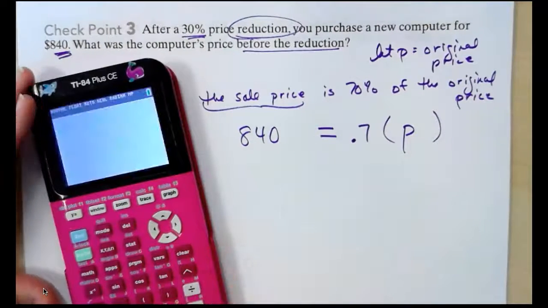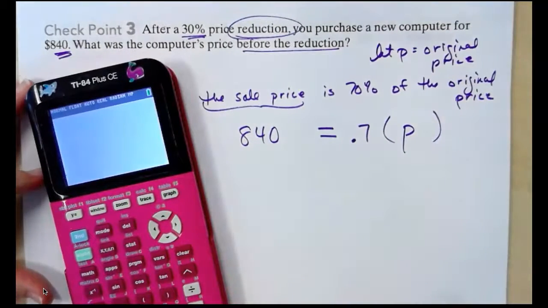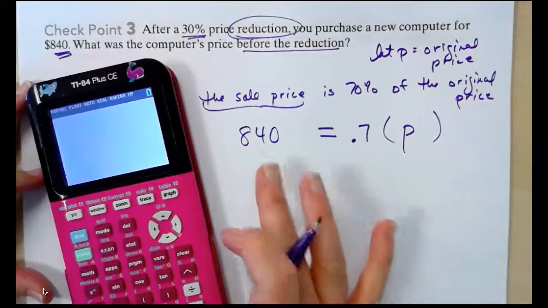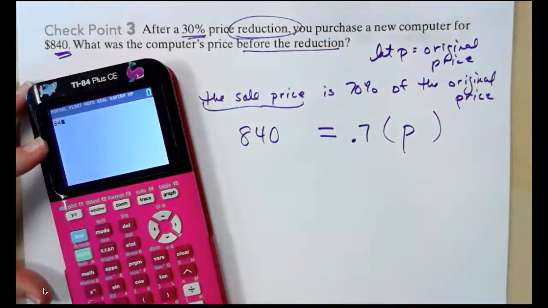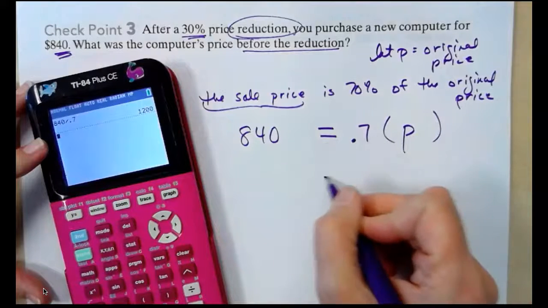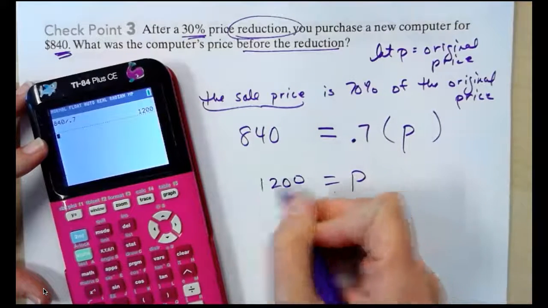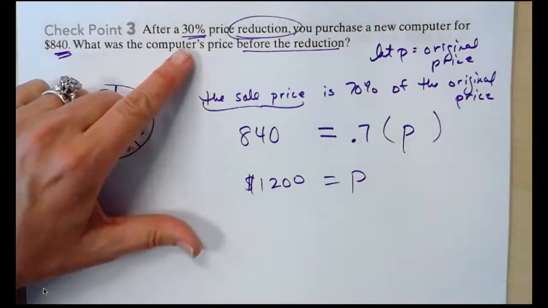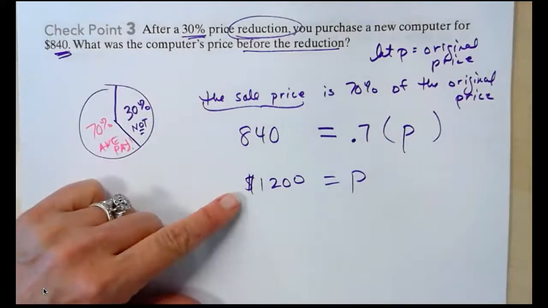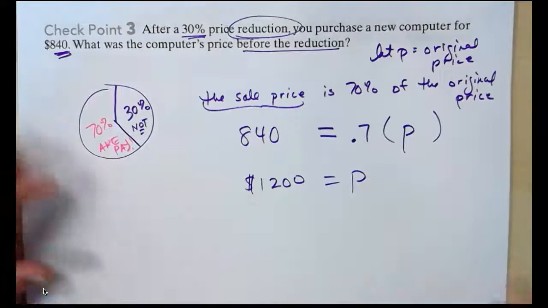We need to divide both sides by 0.7. Please anticipate what the answer should be. Our sale price has to be less than our original price. So $840 divided by 0.7 is P equals $1,200. The original price of the computer before the 30% price reduction was $1,200.